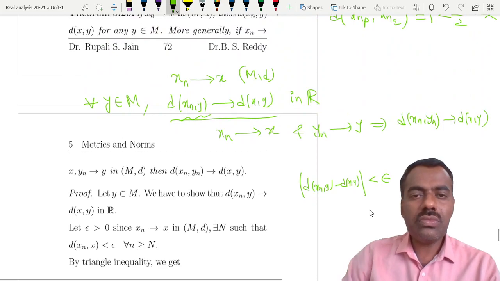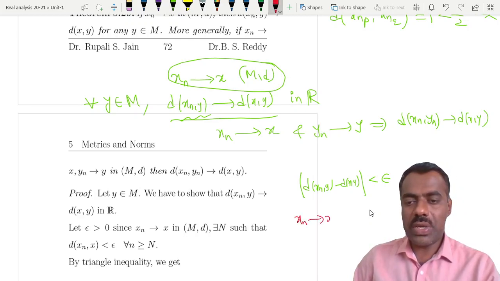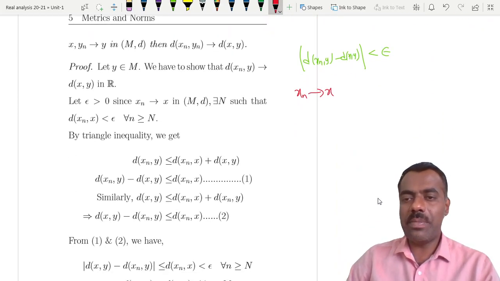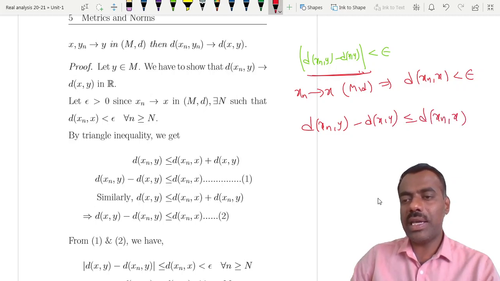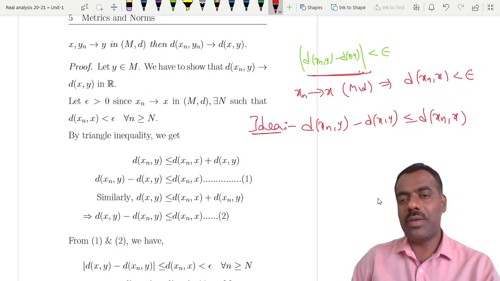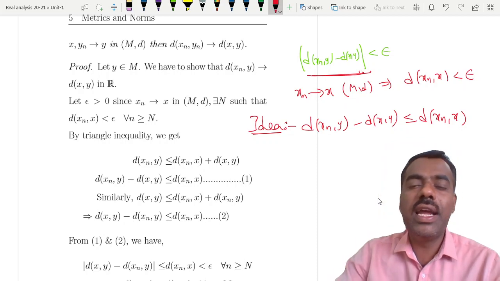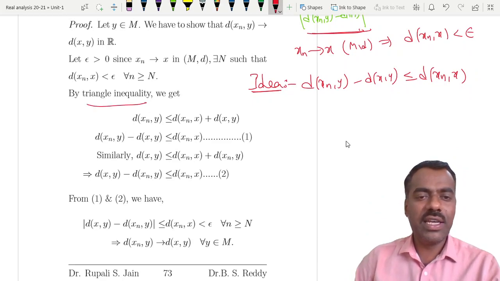For that, we use the fact that xn converges to x in (M, d). So what is meant by xn converges to x? Xn converges to x in (M, d) implies the distance between xn and x is less than epsilon. So we want to show that this is less than epsilon. So somehow show that |d(xn, y) - d(x, y)| is less than or equal to d(xn, x). Then we get that this is less than epsilon. So this is the idea, right? And this obviously follows using the triangle inequality in this metric. That's all. So use the triangle inequality and you get it.